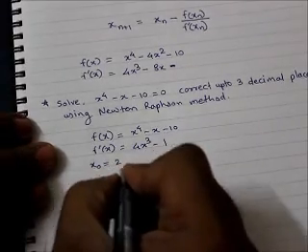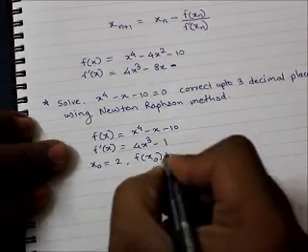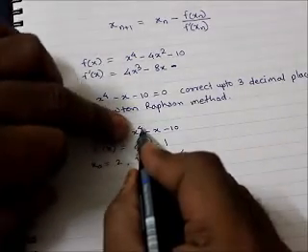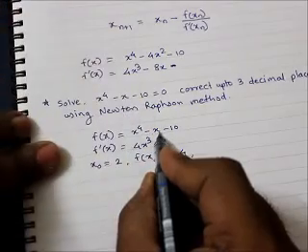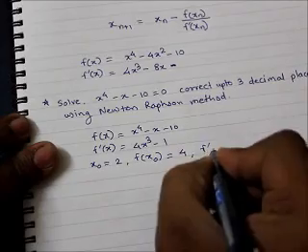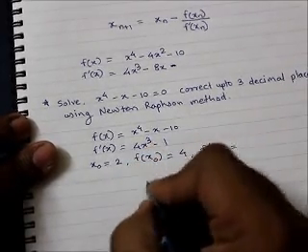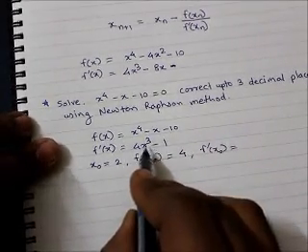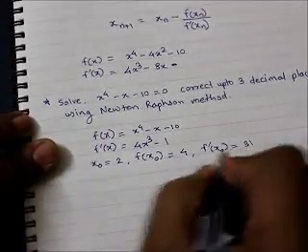Suppose x0 is equal to 2, then f of x0 is equal to 4, just as we calculated right now. 2 raised to 4, that is 16, minus x, that is minus 2, 16 minus 2 is 14, minus 10, so 4. And f dash of x0 will be 4 into x cube minus 1. So x cube, that is 2 cube, is 8, so 4 into 8 is 32, minus 1, f dash x0 is 31.